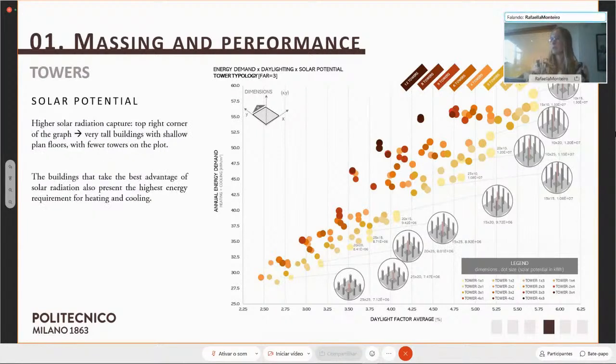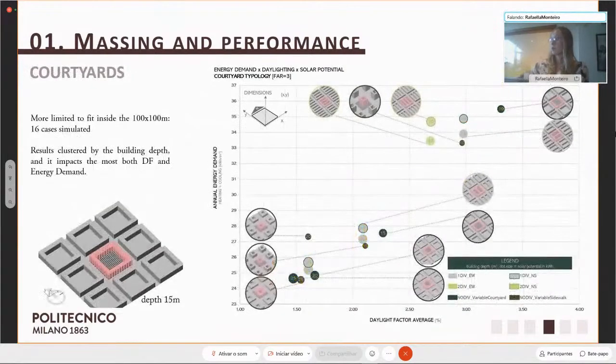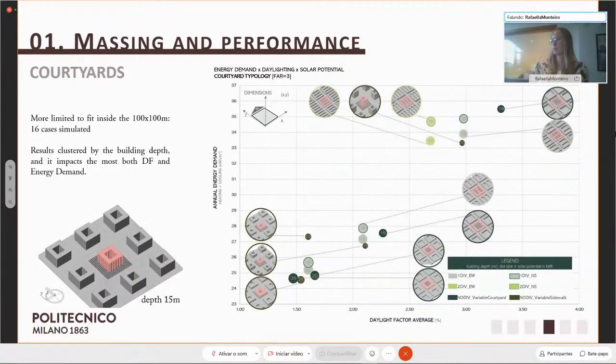In terms of solar potential, on the top right corner of the graph, we can see the best performing cases where we have very tall buildings with no obstruction and shallow plant floors. These buildings that take the best advantage of solar radiation are also the worst performing in energy requirements for heating and cooling. For the courtyards, we are more limited on the cases to fit inside the plot.